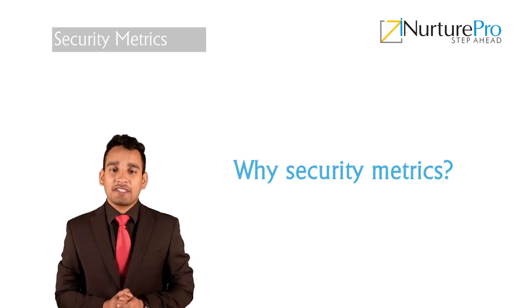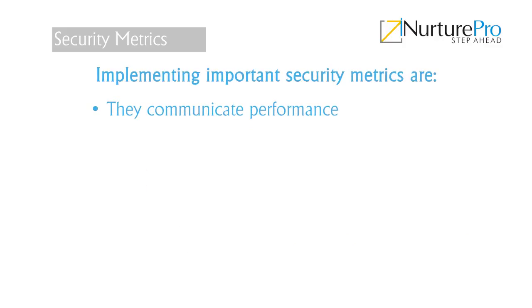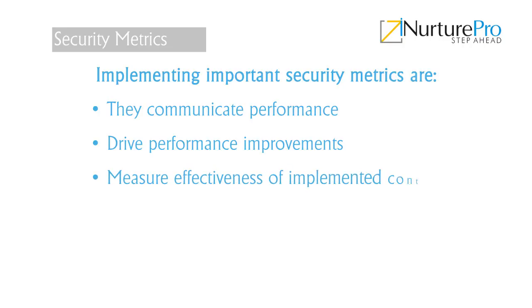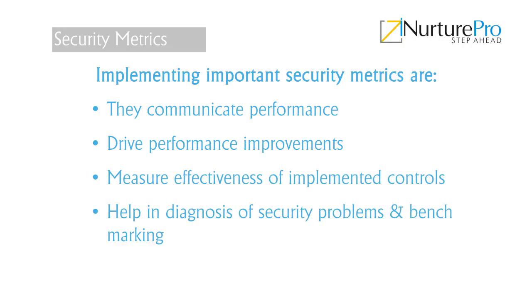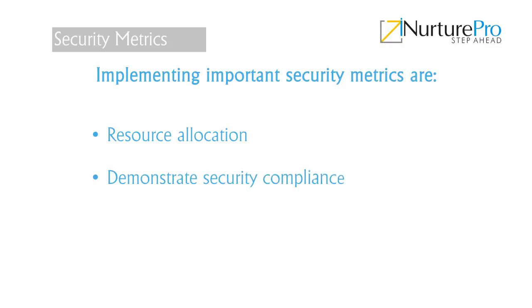Why security metrics? There are numerous reasons for implementing them. Important ones are here. They communicate performance, drive performance improvements, measure effectiveness of implemented controls, help in diagnosis of security problems and benchmarking, establishment of accountability, resource allocation, and demonstrate security compliance. Now, let us see each of these points in detail.